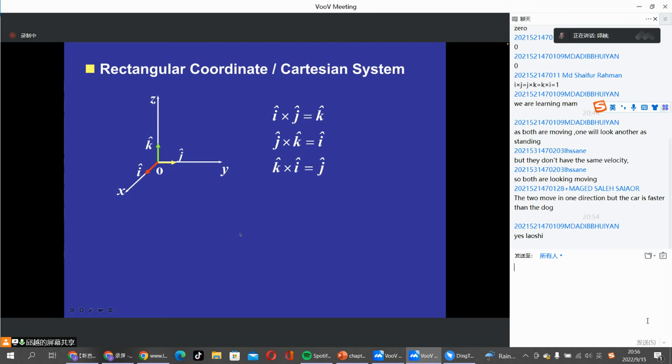And we can also prove the remaining equations. And we also have the origin. Origin is the origin of the three vectors.